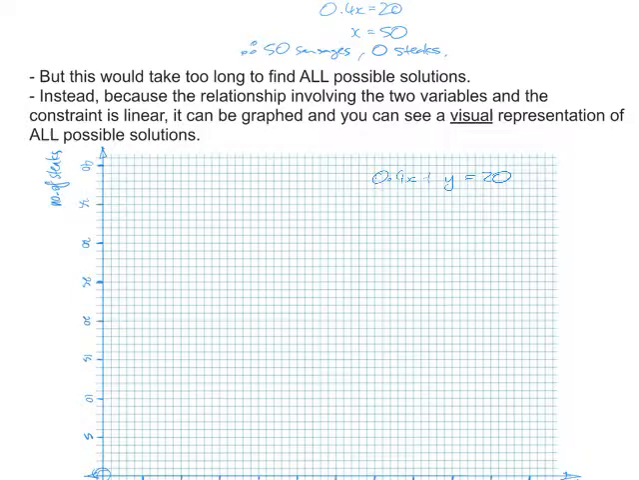Well, the y-intercept is when x is equal to 0. 0.4 times 0 plus y is equal to 20. y is equal to 20. Your y-intercept is at 20. The x-intercept is when y is equal to 0. 0.4x plus 0 is equal to 20. 0.4x equals 20. Get rid of the 0.4 by dividing by 0.4 both sides. x is equal to 50.